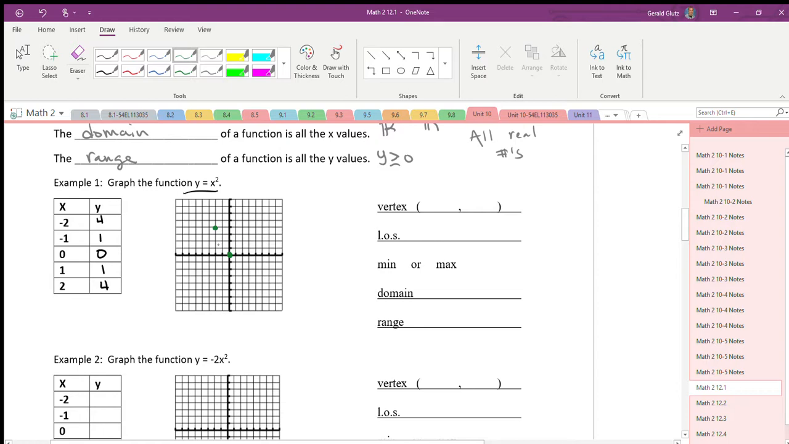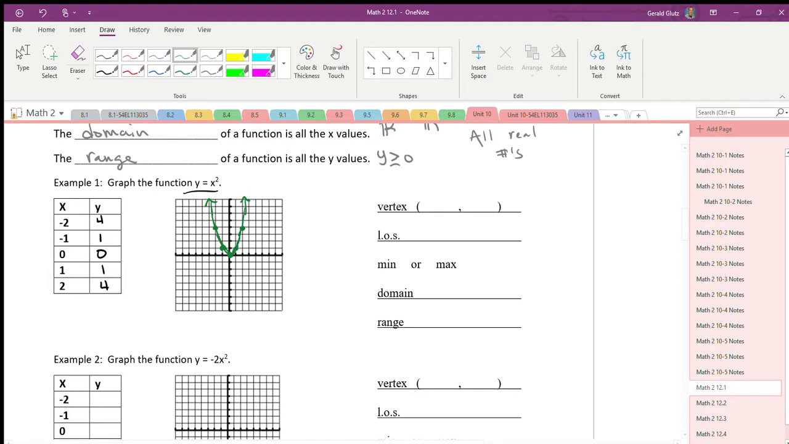-1, 1. So left 1, up 1. 1, 1, right 1, up 1. And then 2, 4, right 2, up 4. So I could put more points on there if I wanted, but I can already see the U shape that it's forming, or the parabola shape. So our graph will look something like that.